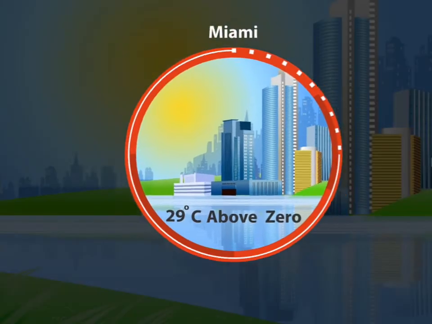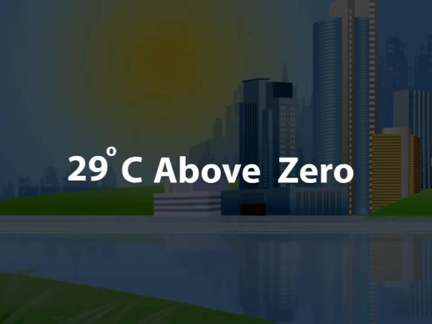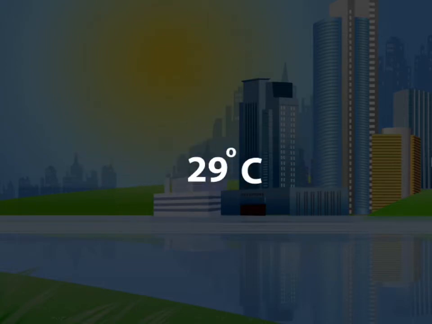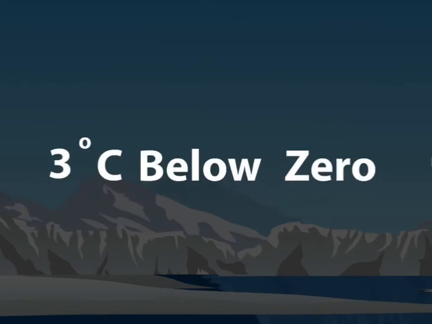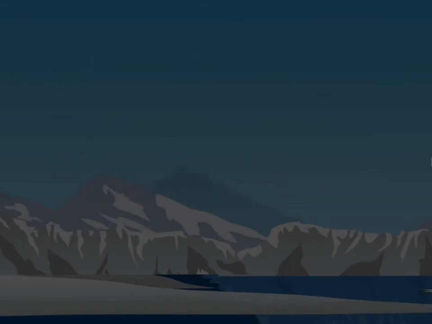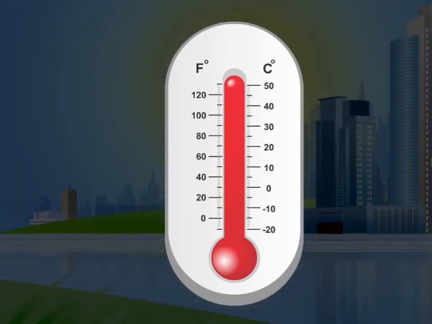world. Considering our scenario, the temperature of 29 degrees Celsius above zero is a positive number, and we write it as 29 degrees Celsius. Whereas the temperature of 3 degrees Celsius below zero is a negative number, and we write it as -3 degrees Celsius. But do you know how low do these negative numbers go? Well, you might already know that they go as low as the positive numbers go high.